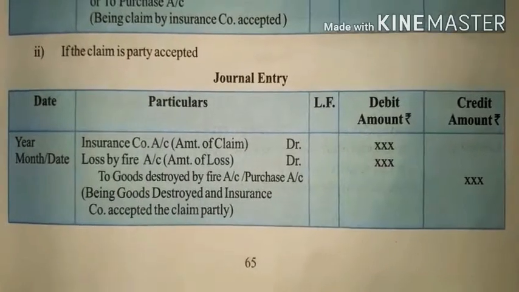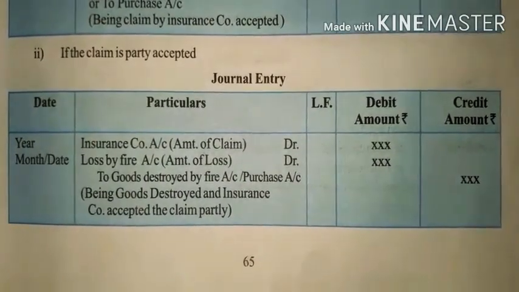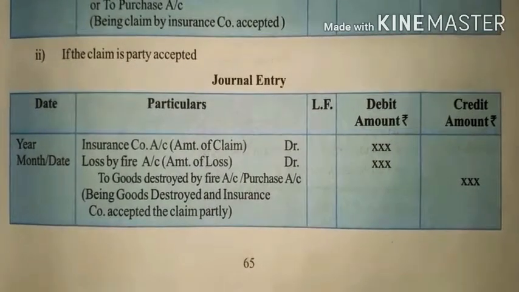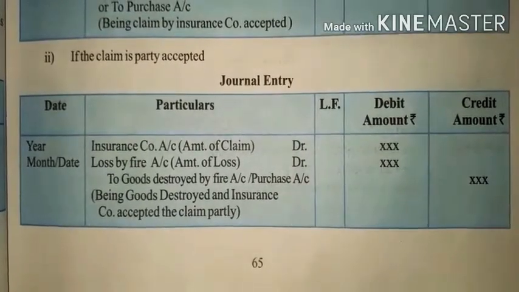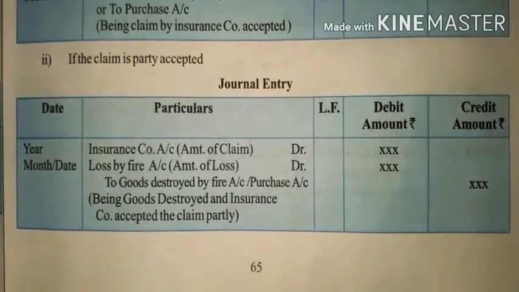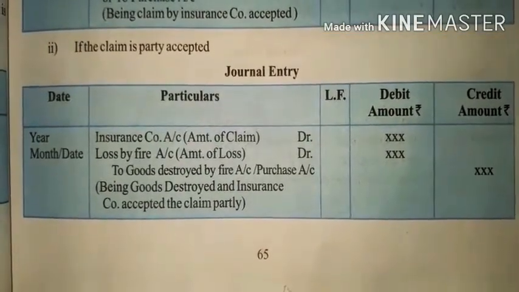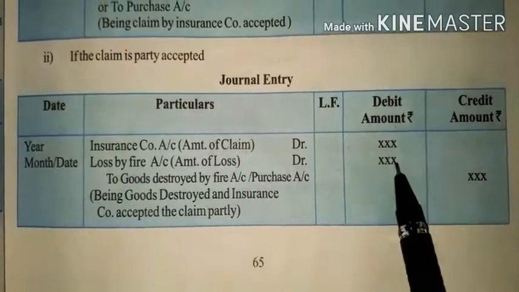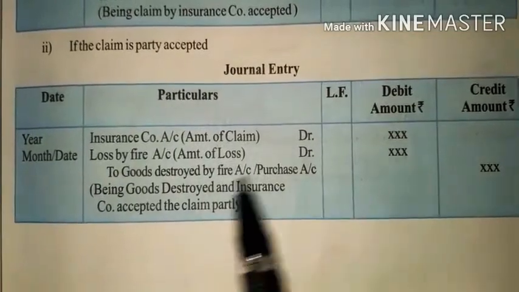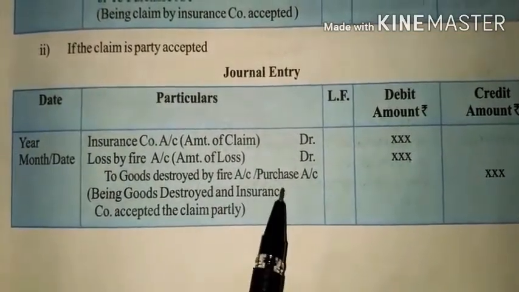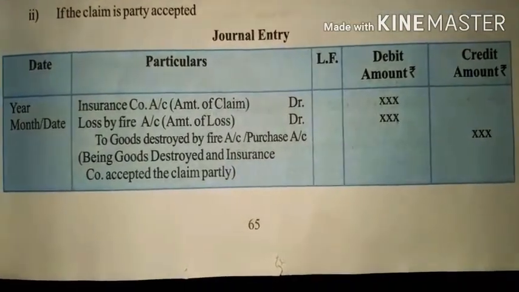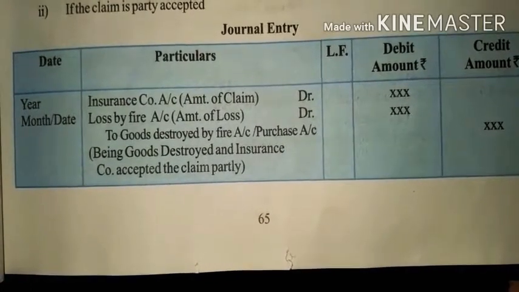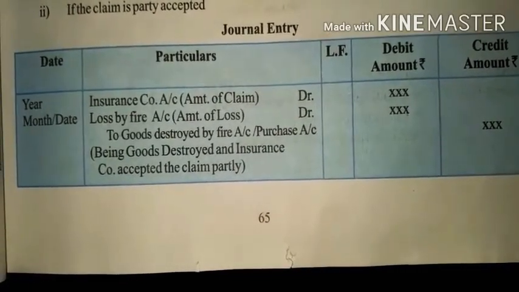Loss by fire account, amount of loss. Now the amount of loss you have to mention over here is how much loss happened due to the fire. It is going to get the debit effect. Why debit effect? Debit all expenses and losses. This is the rule of nominal account. So loss by fire account is also going to get the debit effect. The amount you have to write down in the debit column. Again, to goods destroyed by fire account / purchase account. This is going to get the credit effect. What has gone out of the business? Goods have gone out of the business. That is by credit effect and the amount in the credit column.